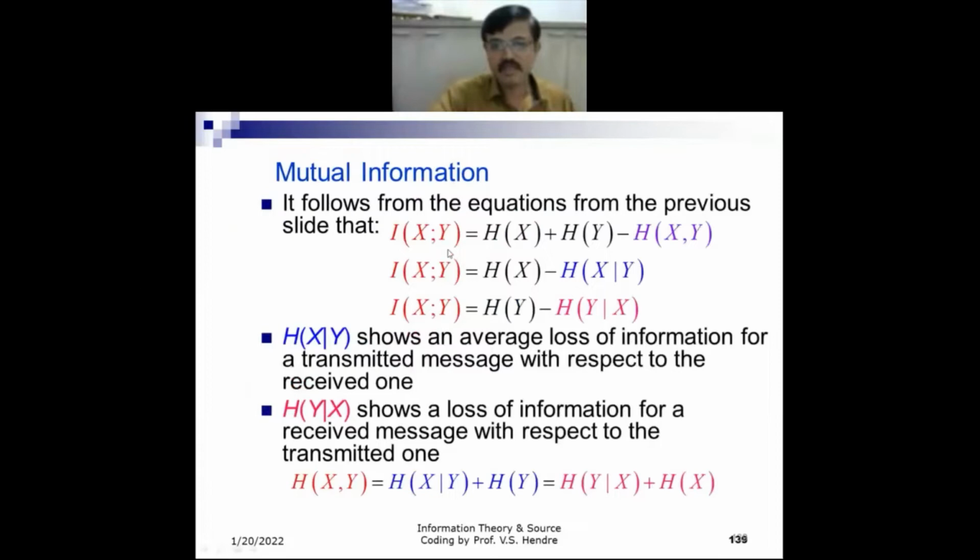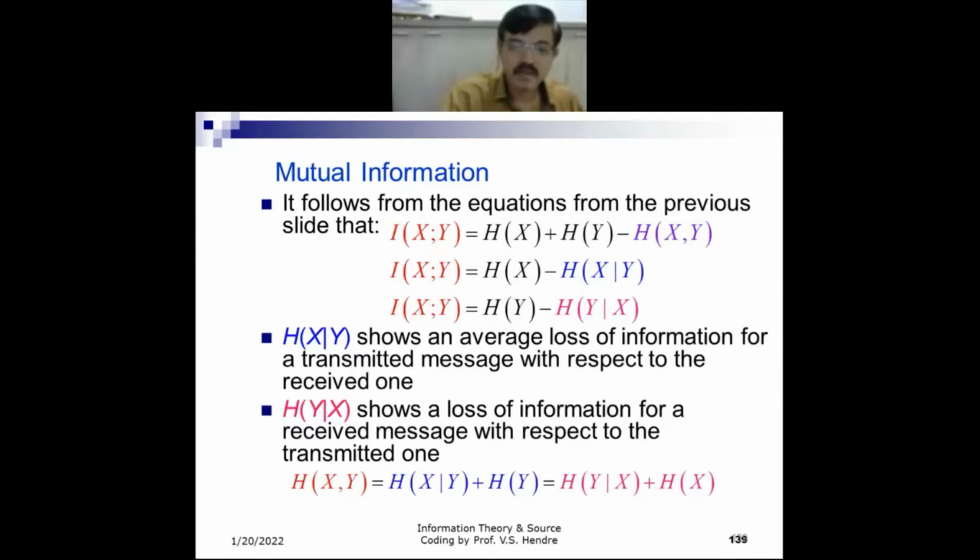So the relationship we finally got for the mutual information is I of x semicolon y equals H of x minus H of x given y, or H of y minus H of y given x, or, by combining, the third formula: I of x semicolon y equals H of x plus H of y minus H of x comma y. That is, the individual entropies added, minus the joint entropy.